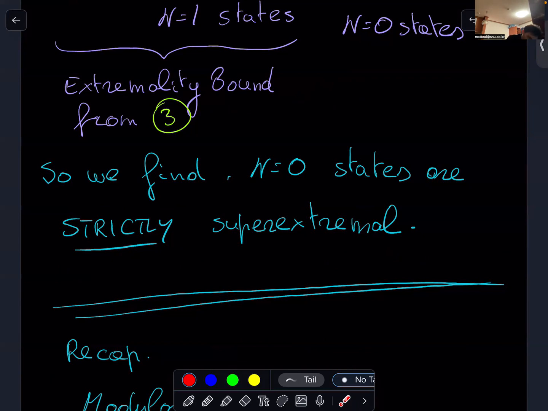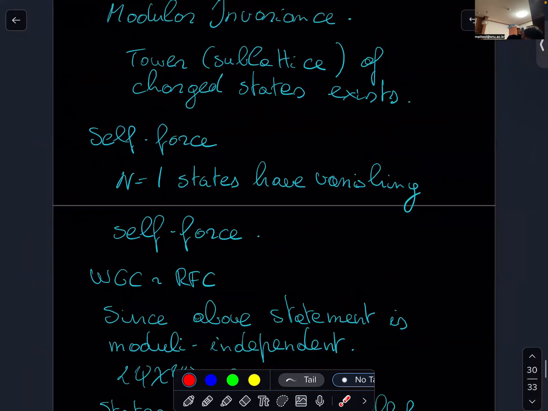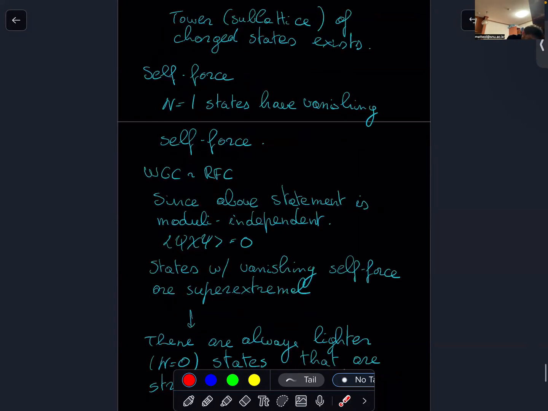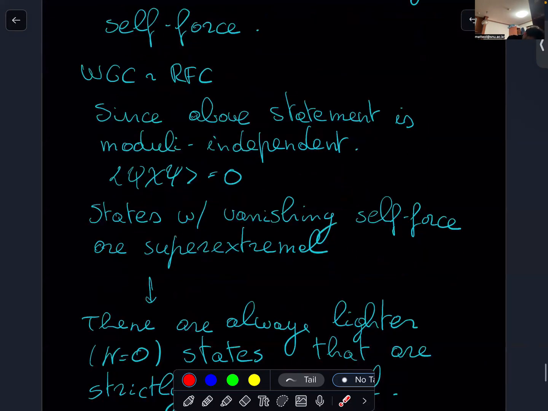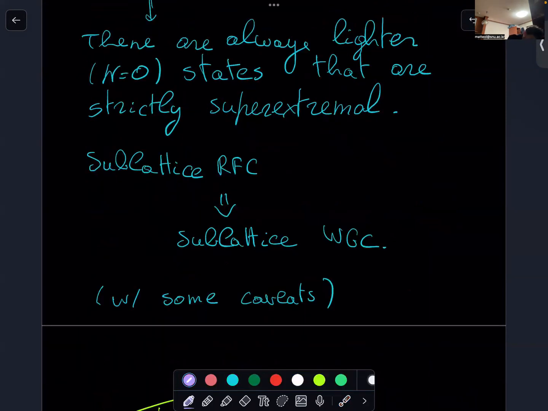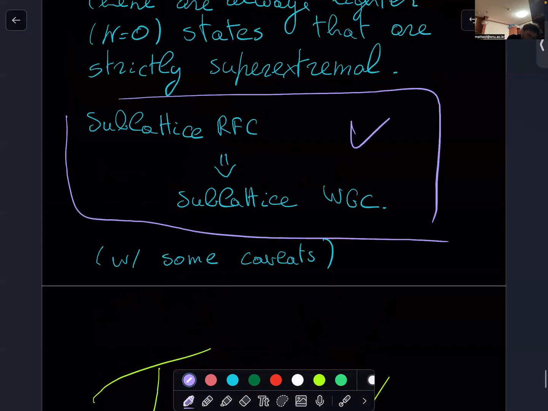So this is a summary, and I just recapped what I said here. Again, just to reemphasize, we showed the sublattice RFC, and because of the last argument I just gave briefly, that implied the sublattice WGC as well. This is the main thing that we calculated to make sure that this is possible, and this is the general final result at tree level in bosonic string theory. This is true, with some caveats. So yes, good.